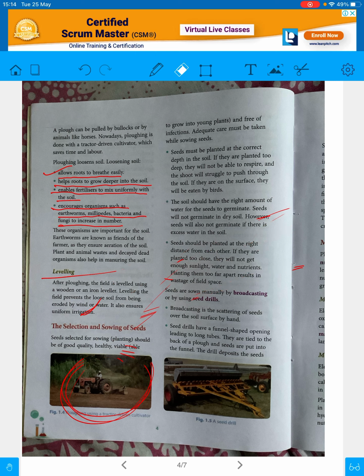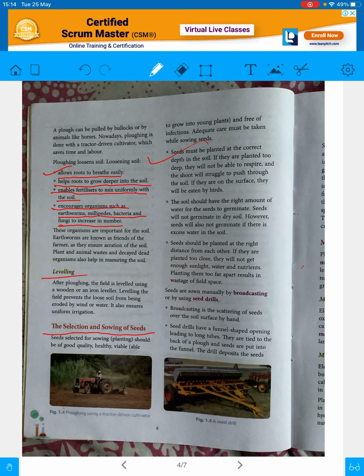Okay. Then what? We have learned about the selection of seeds and sowing of seeds. What we have learned is that the seed must be planted at the correct depth in the soil. The depth should be correct, right? If the depth is more or less, it will not be good. It should be of the correct depth.